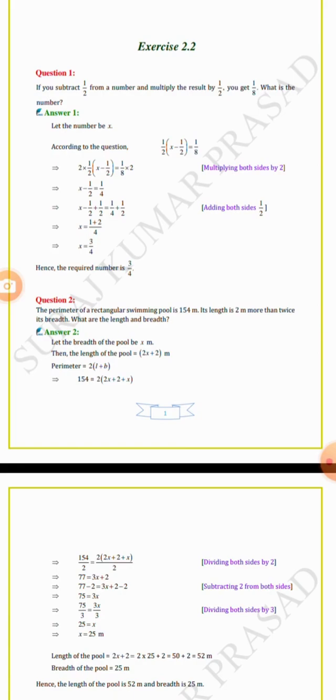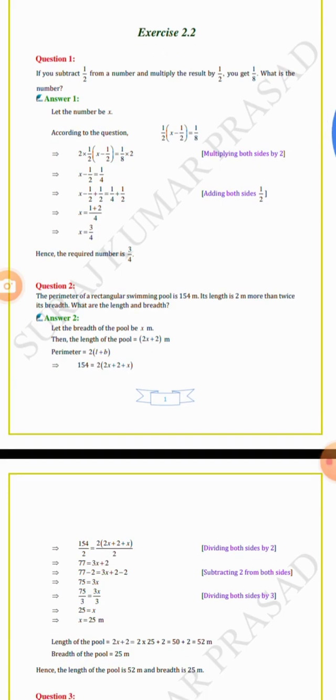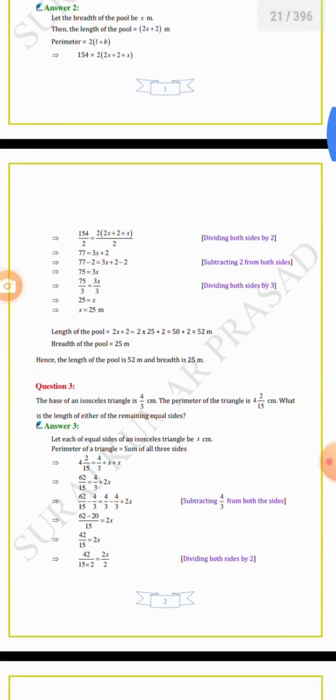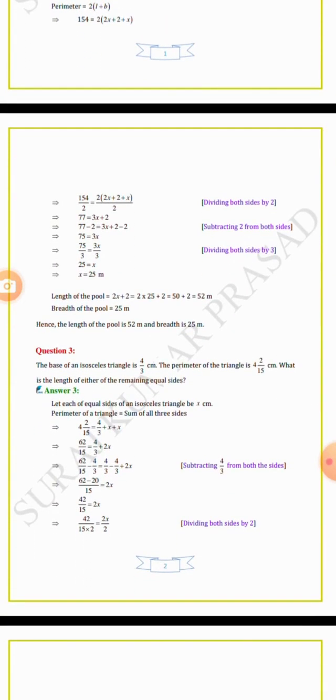As in the question, they have given the perimeter is equal to 154. So we write 154 in the LHS, and in the RHS we write 2 of (2x plus 2 plus x). Then dividing by 2 on both sides, we get 154 by 2 is equal to 2 of (2x plus 2 plus x) by 2. Then we get 77 is equal to 3x plus 2.